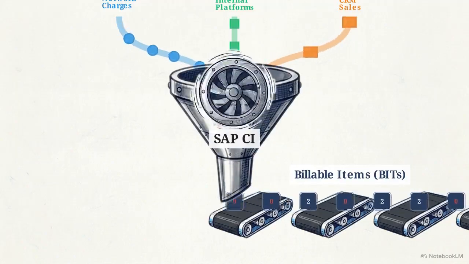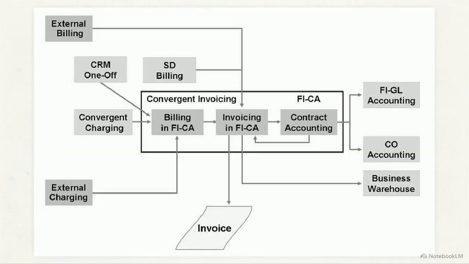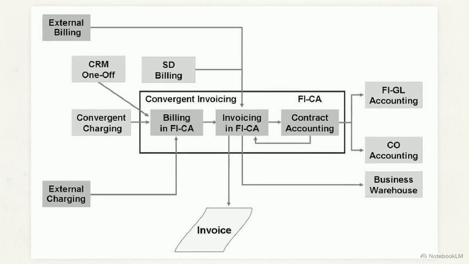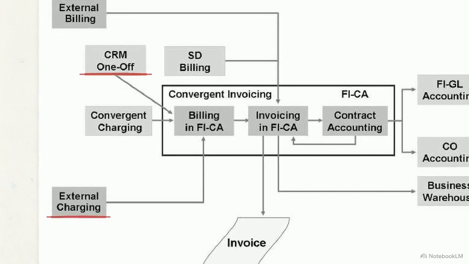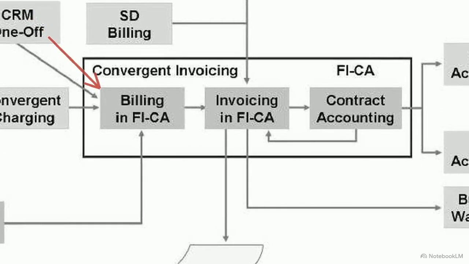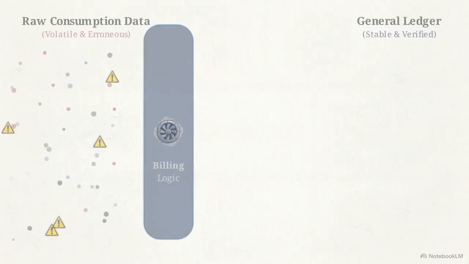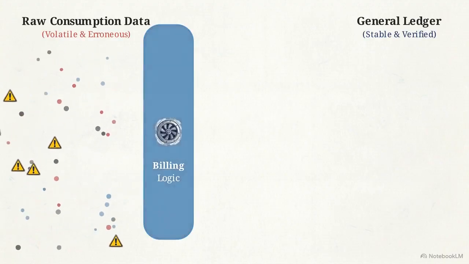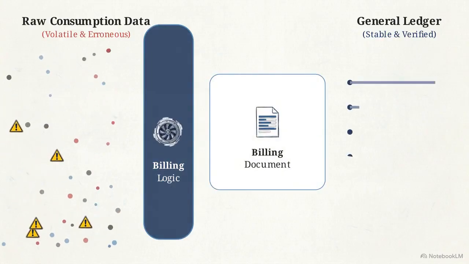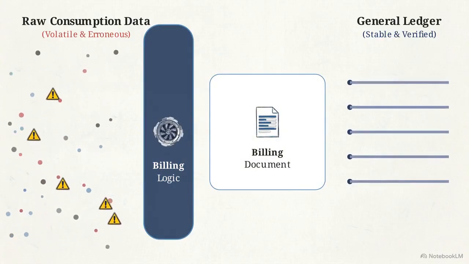and one-off CRM sales. This architecture diagram shows where convergent invoicing operates within the broader financial ecosystem. Notice how the system deliberately isolates the billing in FICA logic from the actual contract accounting ledger. Look at the incoming paths from external charging and CRM. All rated data must pass through this specific billing node before any financial posting can occur. Separating billing logic from the general ledger is a logistical requirement. It allows the system to handle the volatility of raw consumption data without risking the integrity of the accounting records.